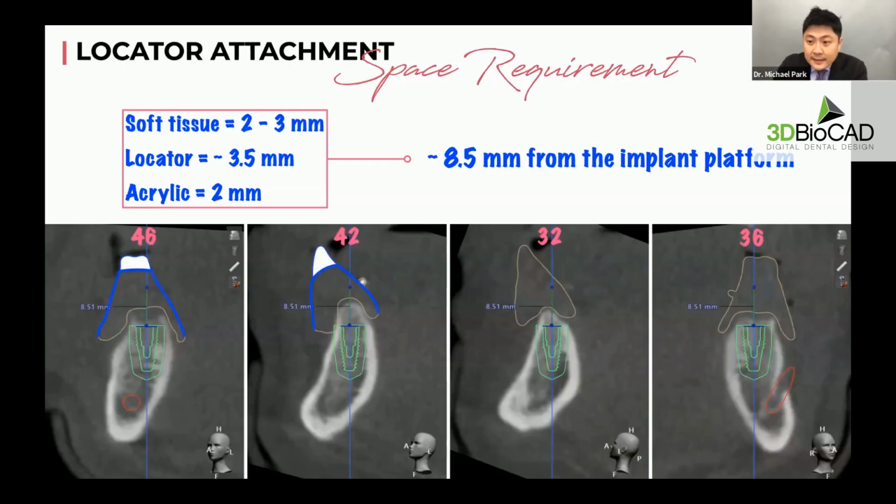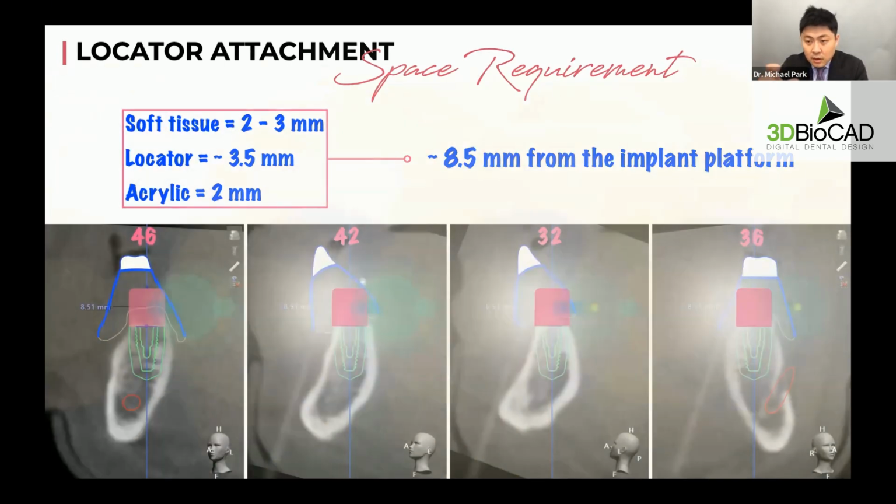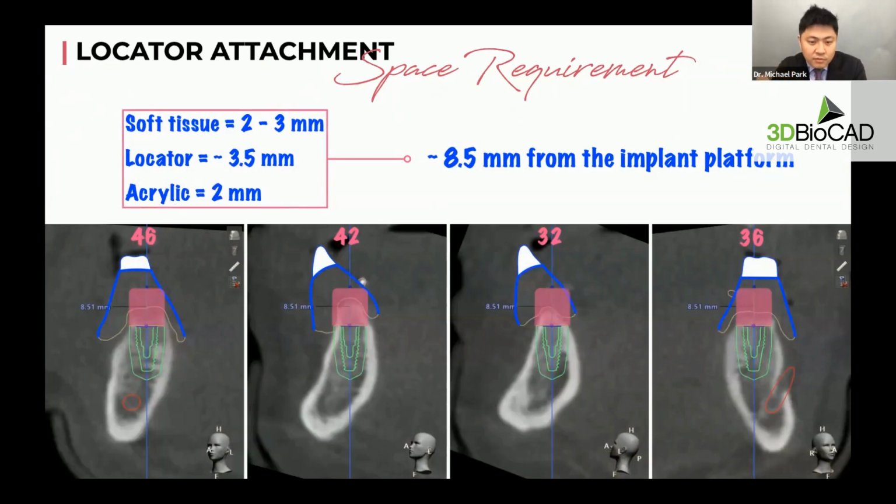Now, in this case, because we're planning on doing a locator attachment, there are certain space requirements. So we need at least 2 to 3 millimeters for soft tissue above the implanted platform. We need 3.5 millimeters for the locator, and then we want to have at least 2 millimeters of acrylic all the way around that locator attachment. So we need about 7.5 to 8.5 millimeters of space.